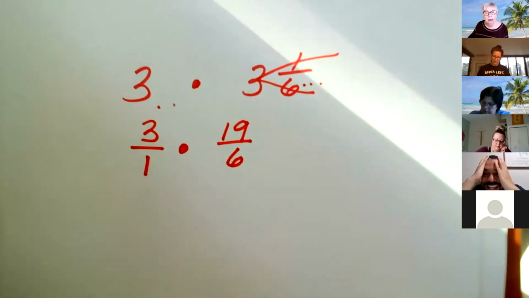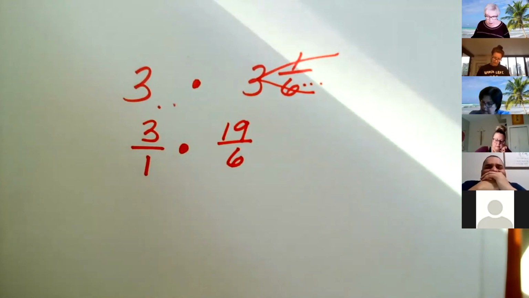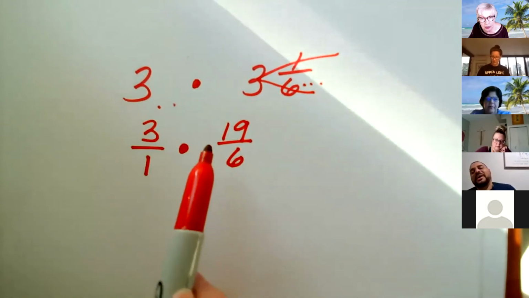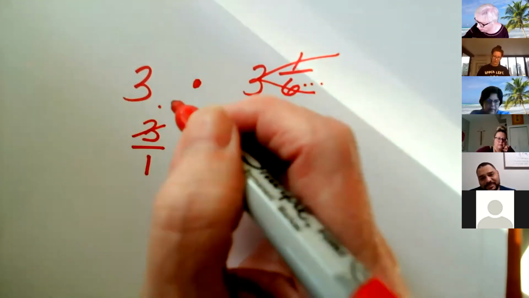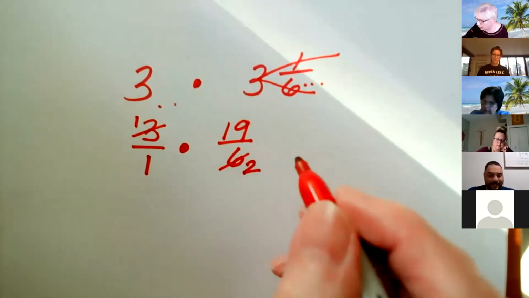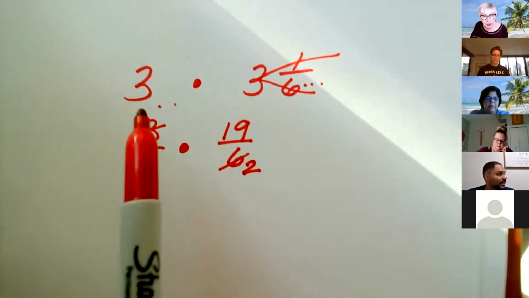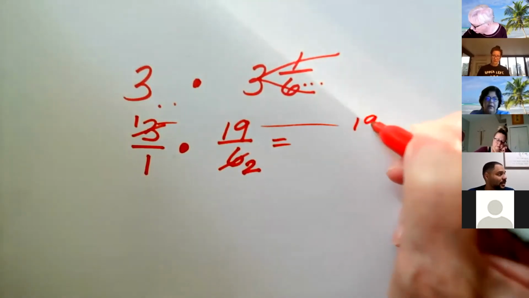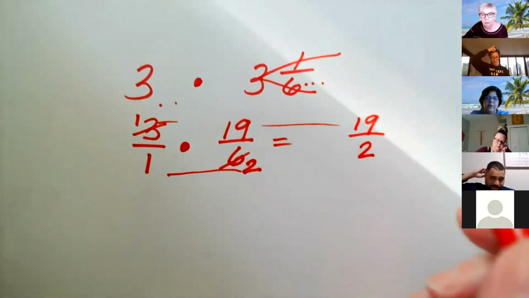Now, this is multiplication, so there's no inverting here. It's all perfect. And so you look to see, can you reduce anything? And I'm looking at the 6 and the 3. Yes, indeed. So 3 goes into 3 once, 3 goes into 6 twice. So now I've got nothing left. 1 times 19 is 19. 1 times the 2 is 2.